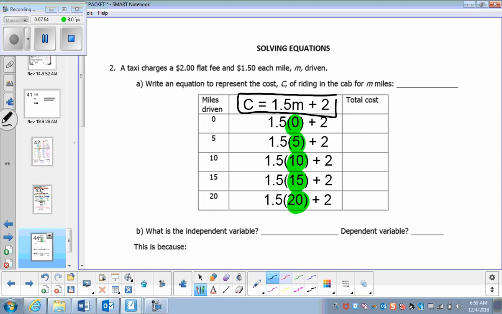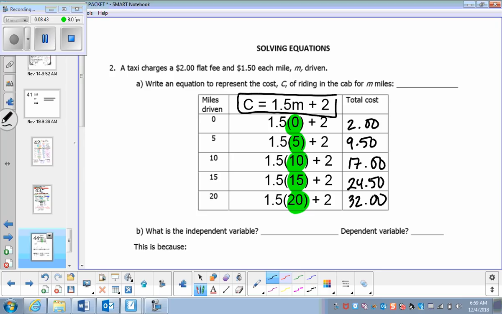If you haven't traveled yet, the $2 that's on the meter, that's how much you're going to get charged so far. Now, $1.50 times 5 miles, that's $7.50, and that $7.50 plus the $2 flat fee is going to be $9.50. $1.50 times 10 is $15, and 15 plus 2 is $17. $1.50 times 15 is $22.50 plus 2 is going to be $24.50 here. And for the last one, $1.50 times 20 miles is $30, add 2 is $32.